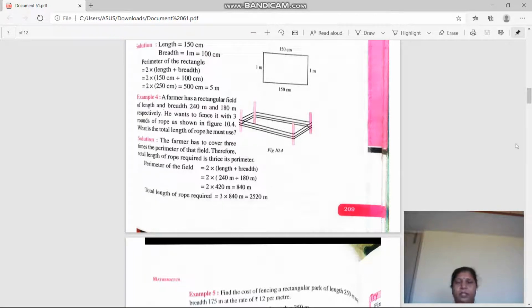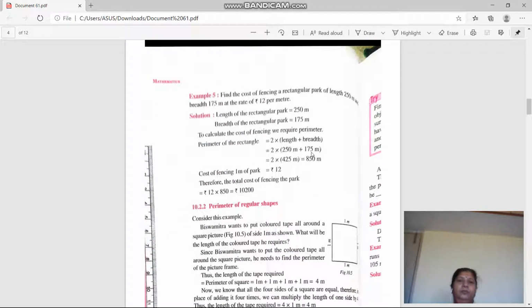Let us see the fifth example. Find the cost of fencing of a rectangular park having 250-meter length and 175-meter breadth at the rate of rupees 12 per meter. First of all, we have to calculate the fencing distance. For calculating it, we have to find the perimeter. The length of the rectangular park is 250 meter. The breadth is 175 meter. To calculate the cost of fencing, first we calculate the perimeter of the rectangle.